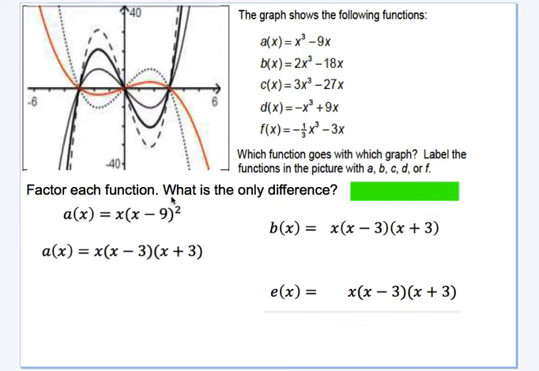There's going to be one little thing that's different. On the B, you have a 2 here and an 18 here. Both of those terms can be divided by 2, so you can get rid of a 2 and an x. And then on F, sorry, I put E. On F here you have -1/3.